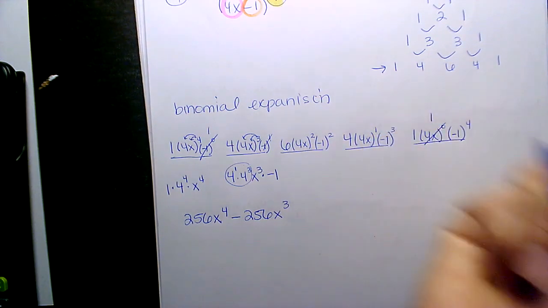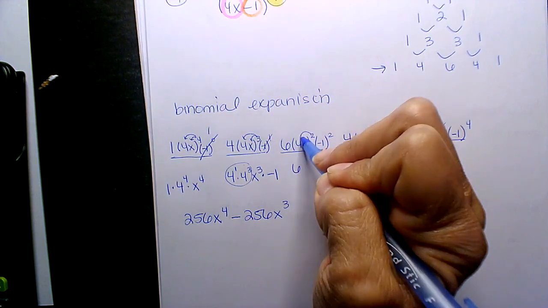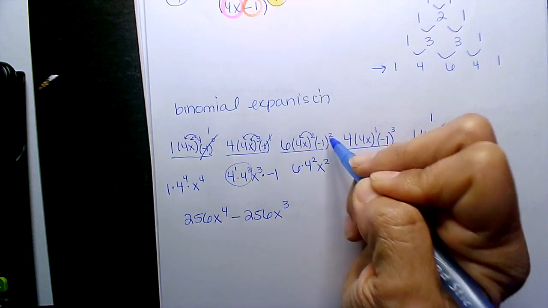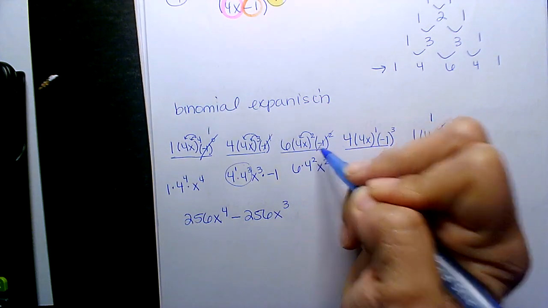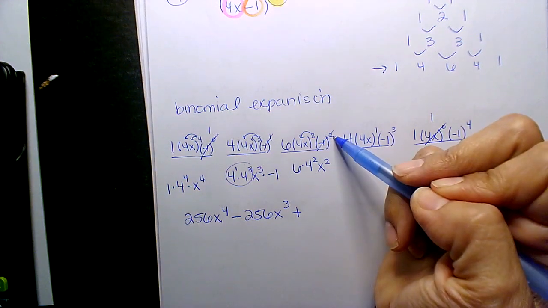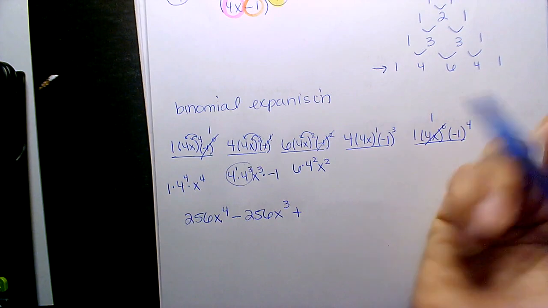Okay, so now the third term. You have a 6, you have a 4 squared, you have an x squared, and then negative 1 squared is just a positive 1, so that's going to be positive. A negative number to an even exponent is positive.